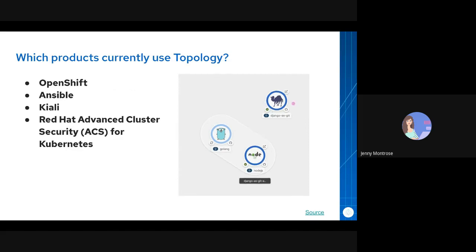And you might be wondering which products currently use topology. Well, we have a whole bunch, like OpenShift, Ansible, Kiali, and ACS. And here's a nice little visual demonstration of topology in action. You can see a connector that's connecting two nodes together, and we have a little grouping going on here as well.